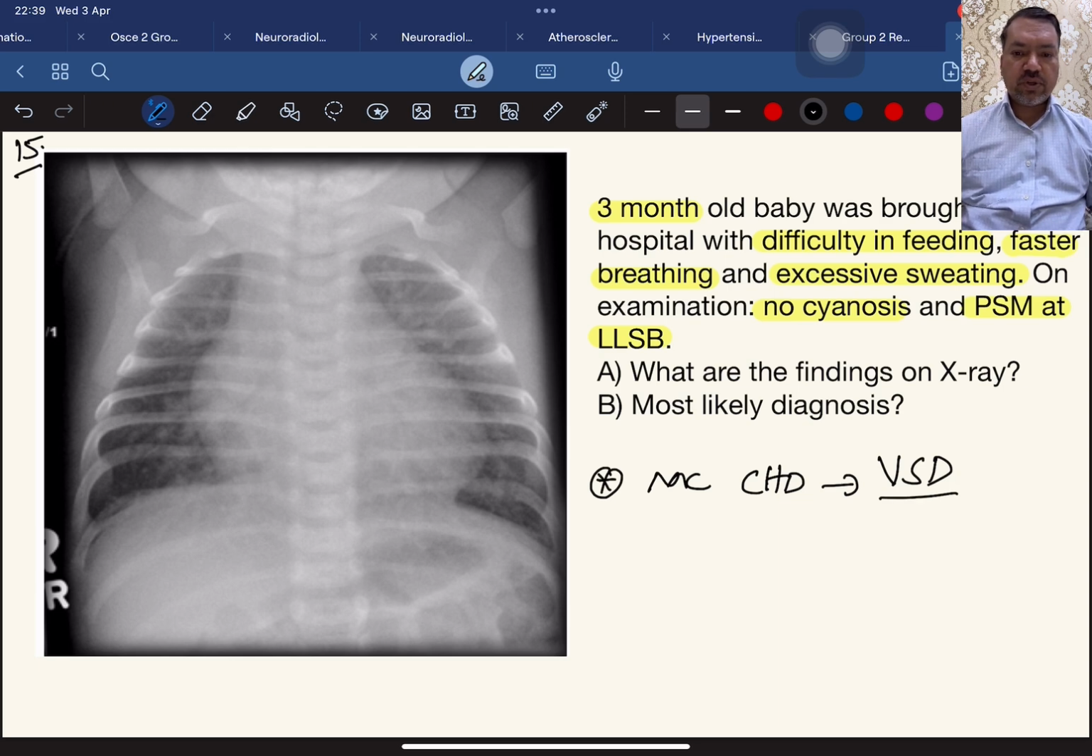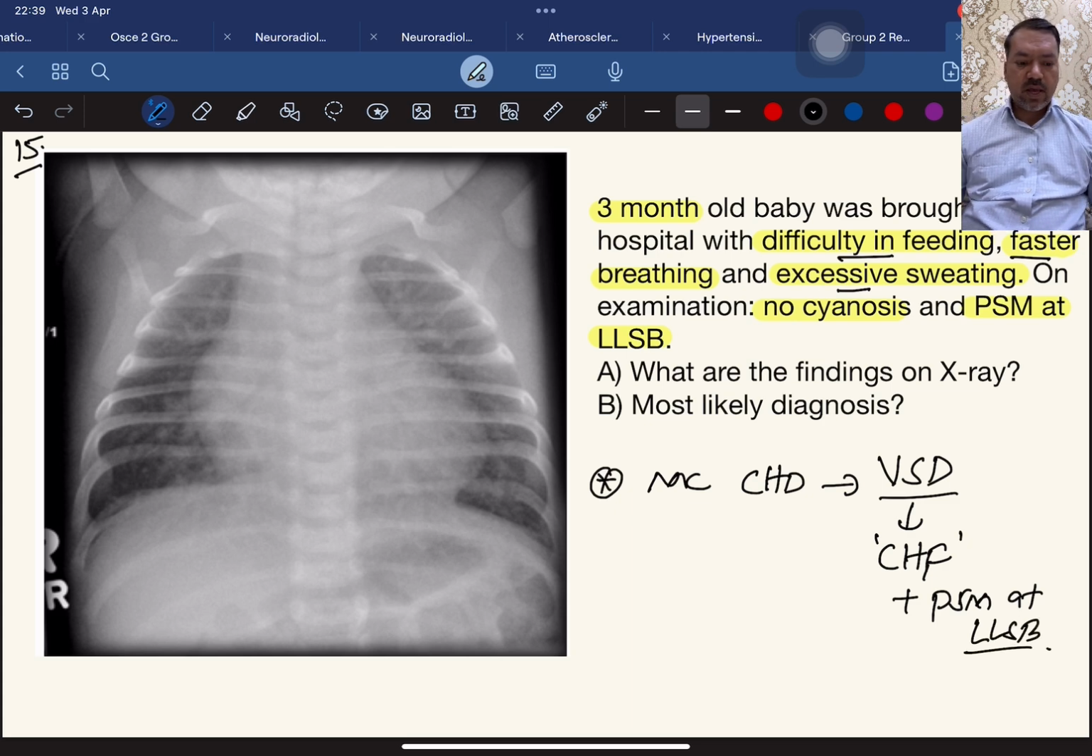Straightforward. Why? What's the reason you have here? The typical presentation: difficulty in feeding, faster breathing or excessive sweating. This occurs because of congestive heart failure, and VSD is one of the common causes of congestive heart failure in babies. And another one is the pansystolic murmur at the left lower sternal border, which is a hallmark of VSD. Okay. Now, what are the findings on X-ray? That's the question they have asked.